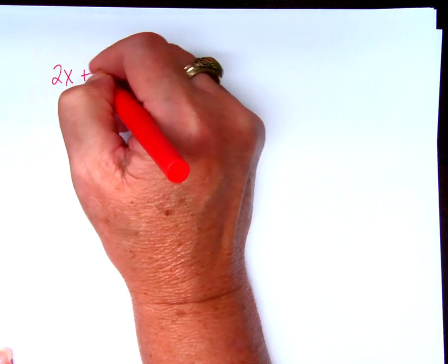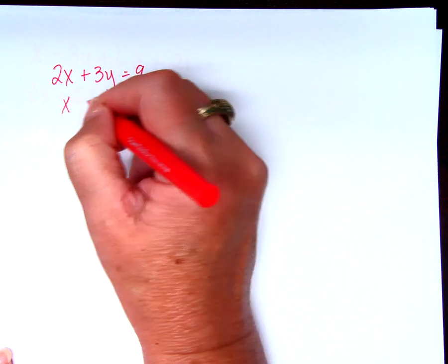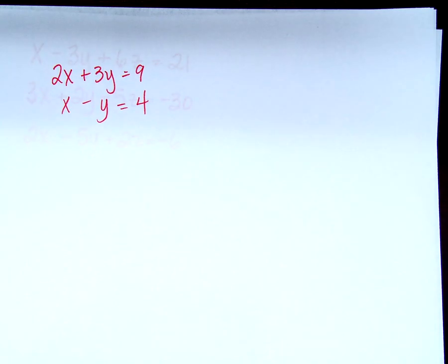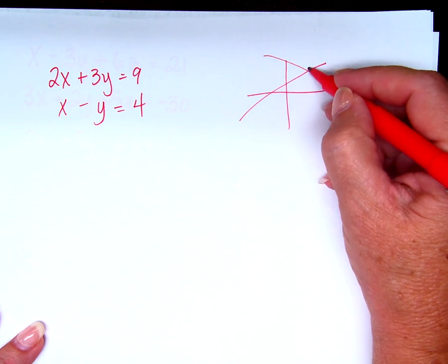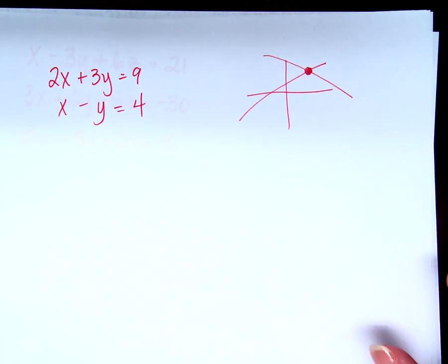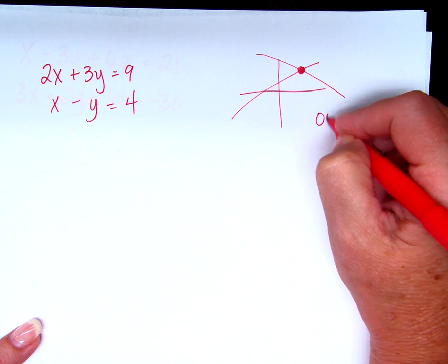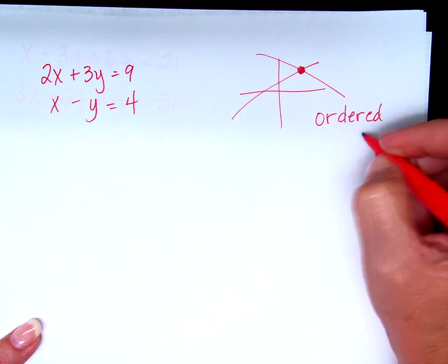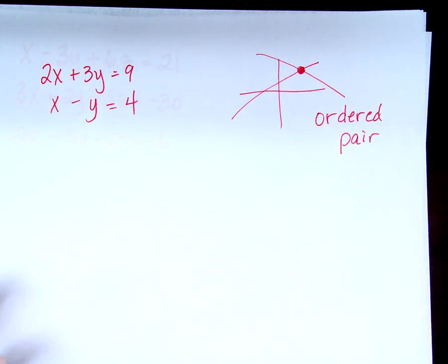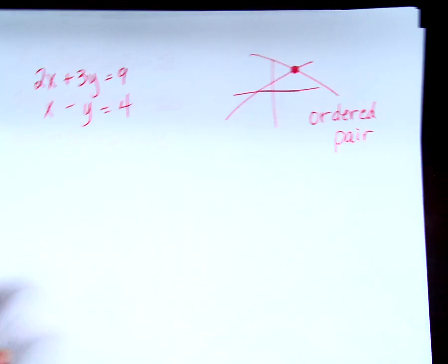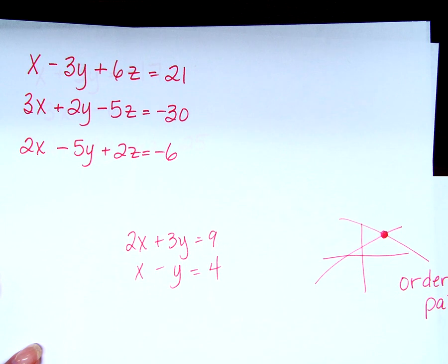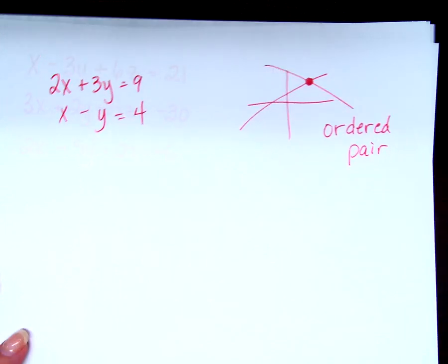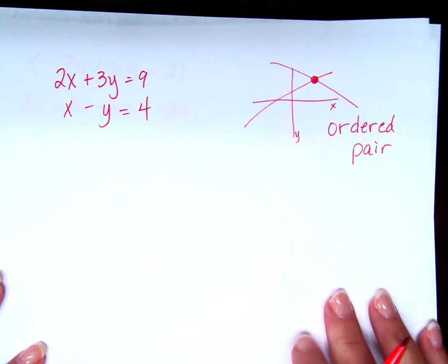So when we dealt with 2 variables, like 2x plus 3y equals 9 and x minus y equals 4, or something like that, we graphed one of the lines and graphed another line, and the answer was the point of intersection, which is also called an ordered pair, right? Does everybody understand that? So when we have a system that looks like this, can we solve that by graphing? Yes, you can.